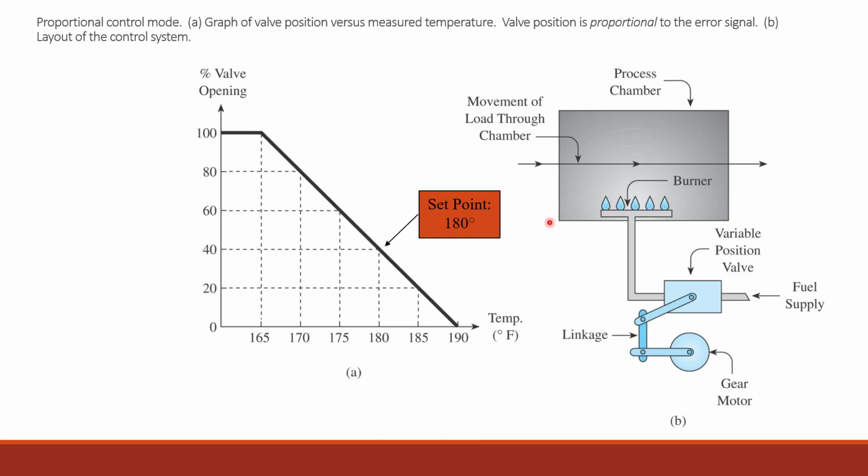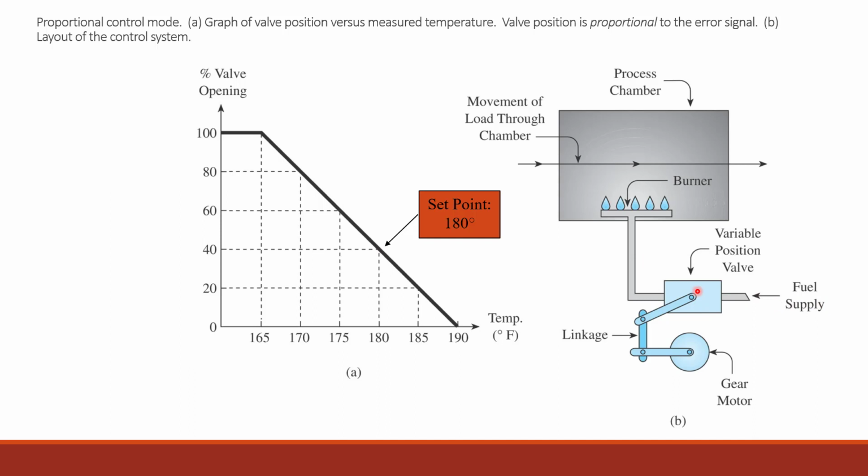So in this particular example, we have some sort of a product that's moving through this heat chamber with burners, and it's going to come out the other side at a certain temperature. And we're looking at that temperature. At 180 degrees, we've set this system up so that if we want 180 degrees on this metal coming out of here, or whatever this is coming out, this variable position valve has to be open at 40% for 180 degrees.